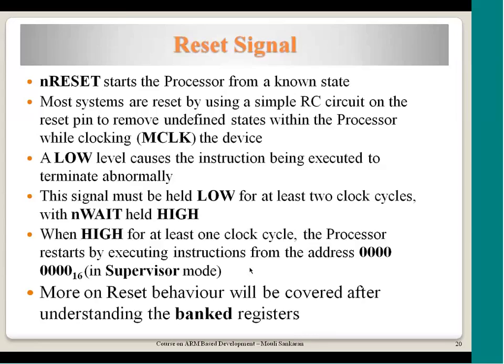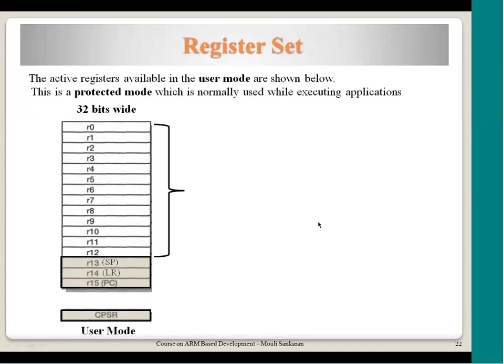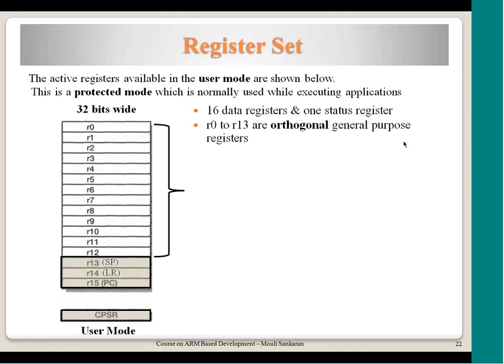Okay. Now let us go into the register set and the different operational modes of the processor. These are the registers that normally as a user we would be using. These are all 32-bit wide registers. They are called R0 to R15. But these three registers which are shown in shadow are all for special purposes. We'll see what they mean. And CPSR is the current processor status register, which has some condition codes and bits about some internal operations. So there are 16 data registers and one status register.